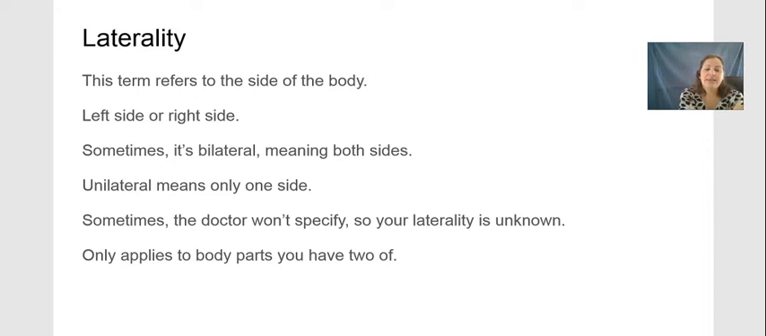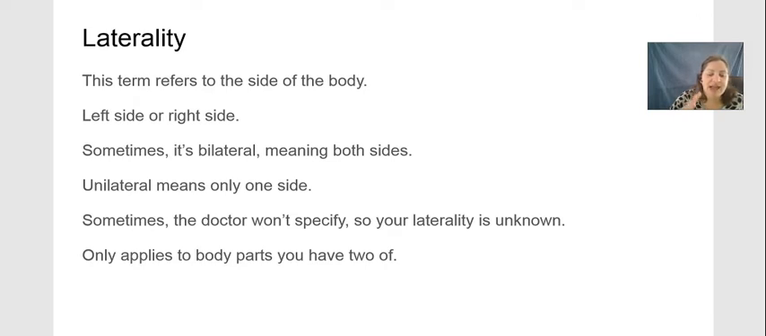Okay. Sometimes the answer means bilateral, which means it's on both. So if I tell you that this rash is on both sides, and then I ask you the laterality, your answer is left and right, or bilateral, depending on what your options are if it's a multiple choice question. Unilateral means one side. So if the doctor says it's unilaterally on the right, and then I ask you what is the laterality, the right side, or one side of the body, depending on what the question really says. Sometimes your doctor doesn't specify. And so your laterality would be unknown.